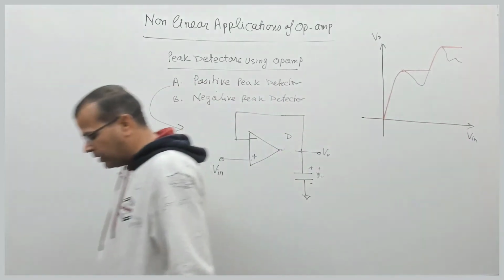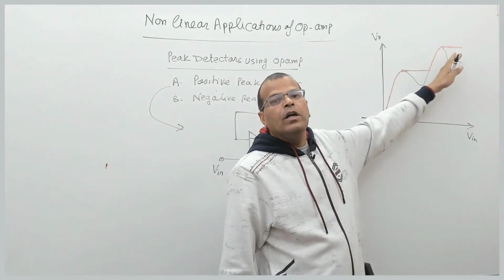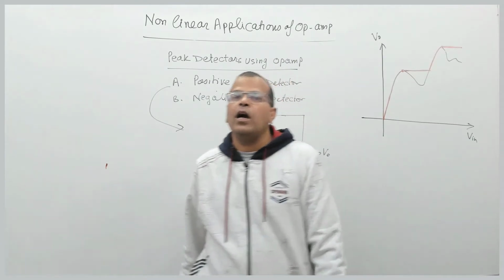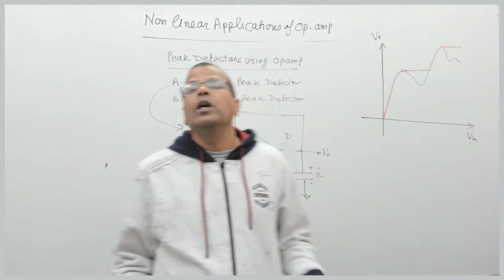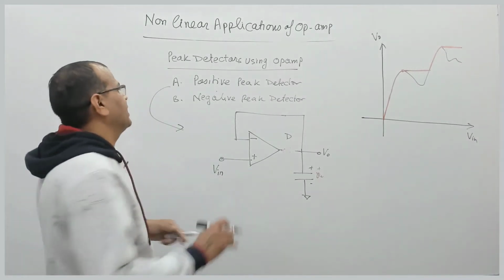So what has happened? The output of this circuit follows the input only up to the peak value, and the capacitor holds the last peak value of the input voltage. That's why we call this the positive peak detector.